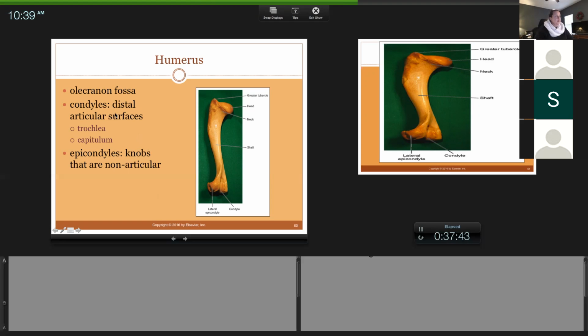So condyles are distal articular surfaces. Epicondyles are almost like knobs on the side. Epicondyles are not articular because they are above. So they're not touching the bone underneath. They're mostly up above the condyles. If that's confusing, that's why I spent so much time on what's a fossa, what's a condyle, what's a process, because these different bones have different parts to these.